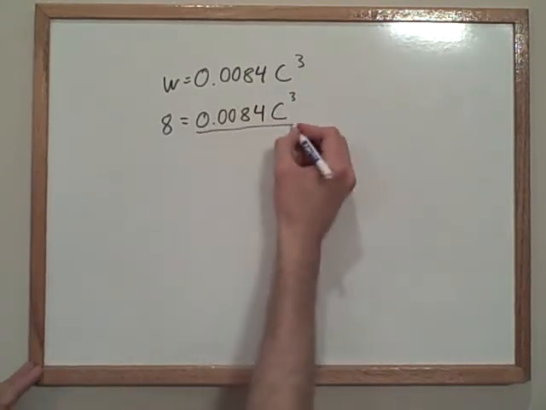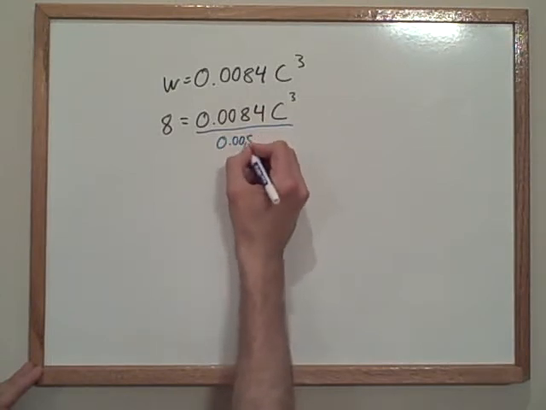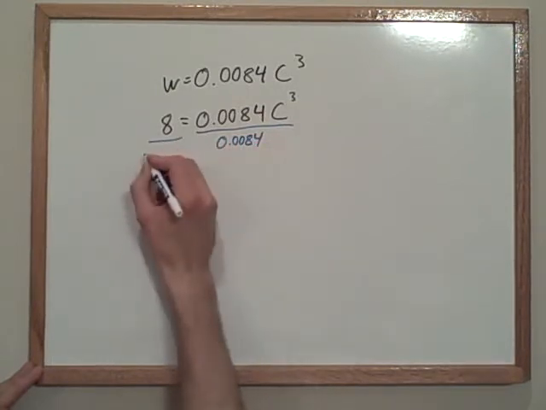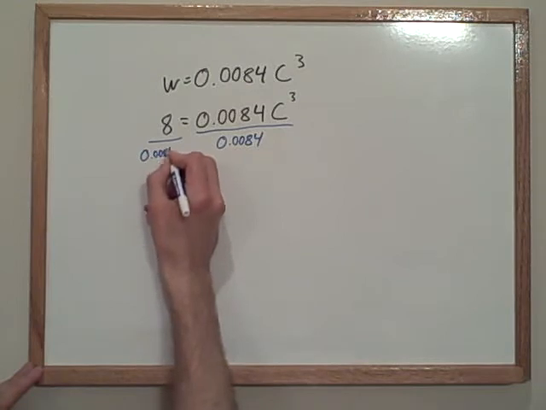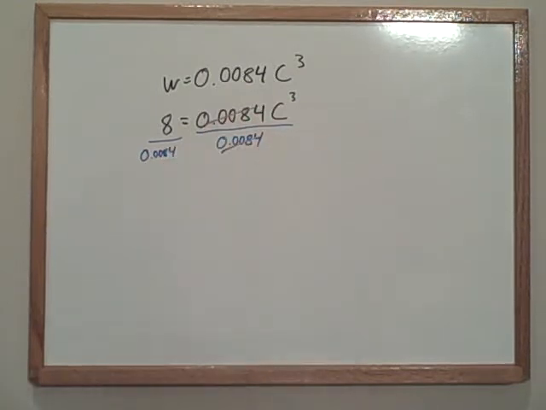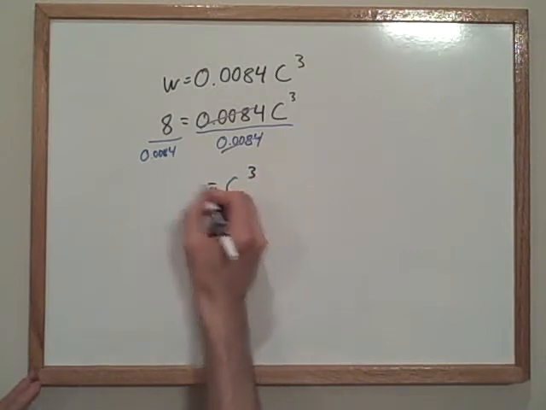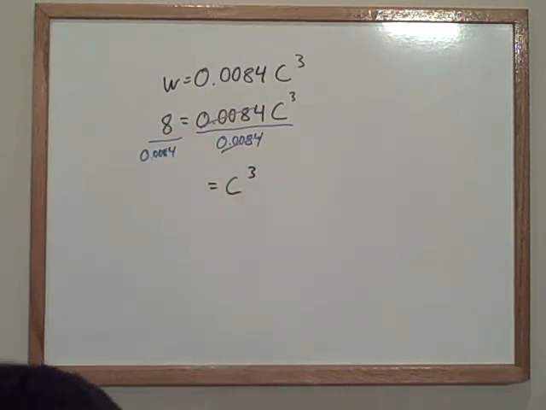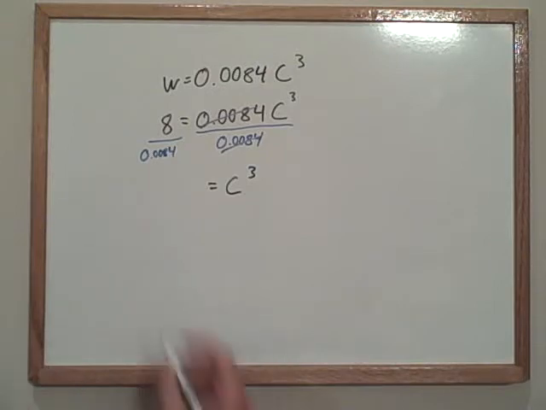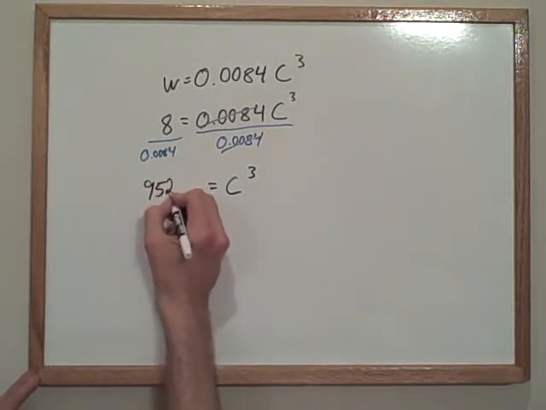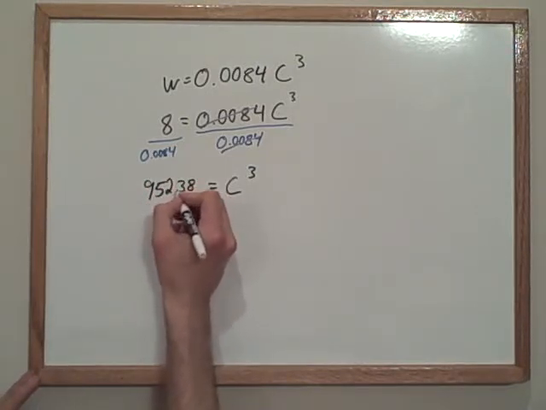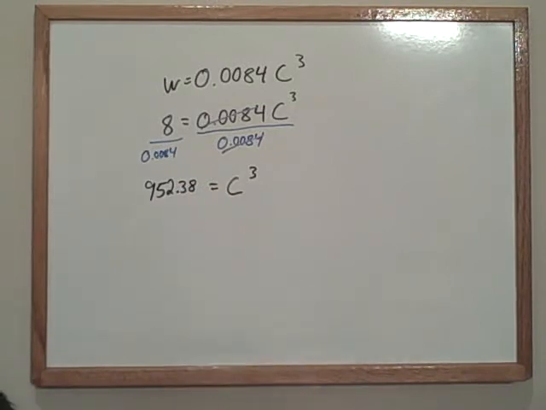So let's just divide by this. We'll cancel those out. Now, c to the third is equal to that beautiful thing right there we get when we divide. Don't know what that is, but I'm about to find out. I got 952.38. Now, we need to find the cube root of that.